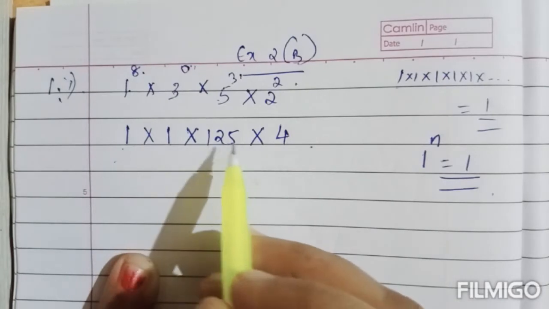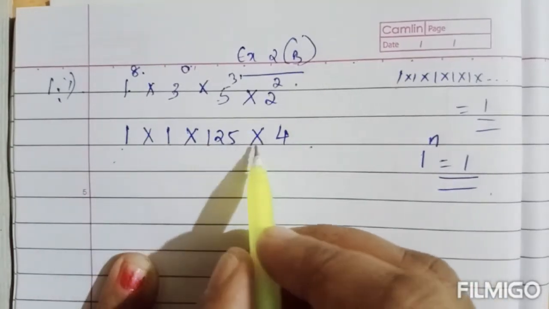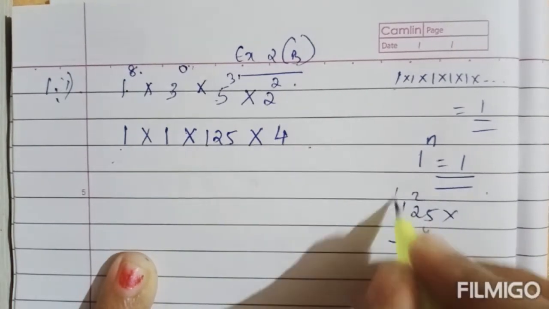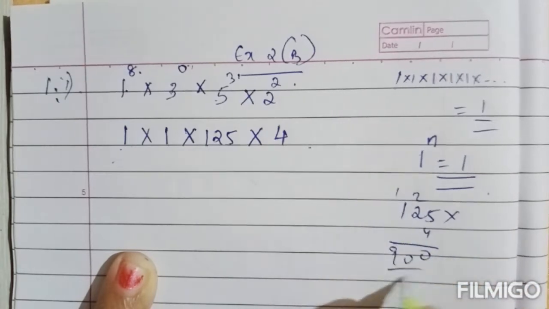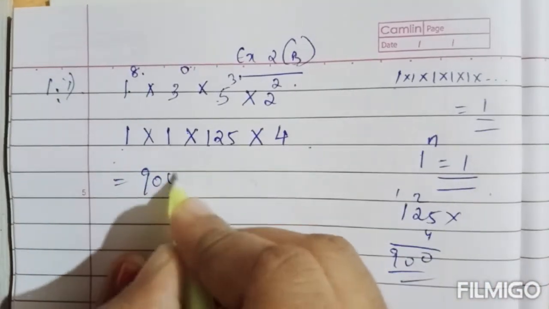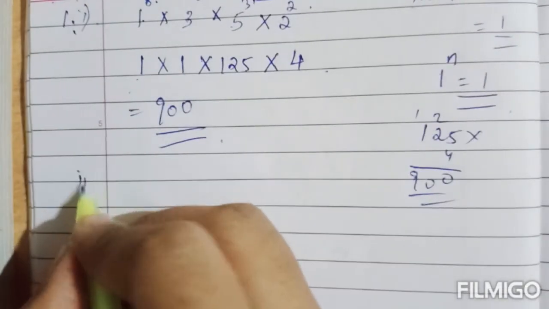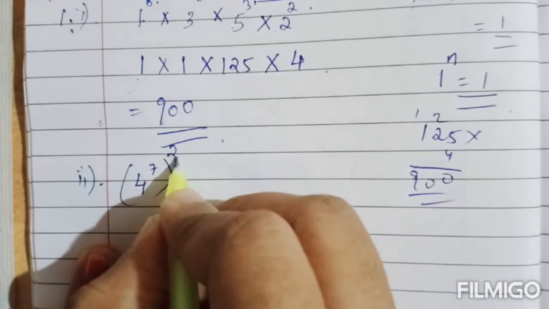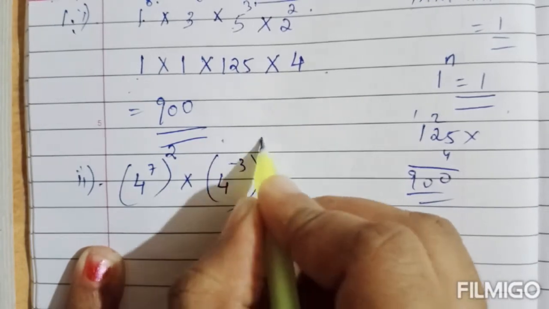1 into 1 into 125 into 4. So 125 into 4, you can multiply. You will get 900. So 900 will be the answer. Okay, now in that second one, 4 raised to 7 whole square into 4 raised to minus 3 whole raised to 4.